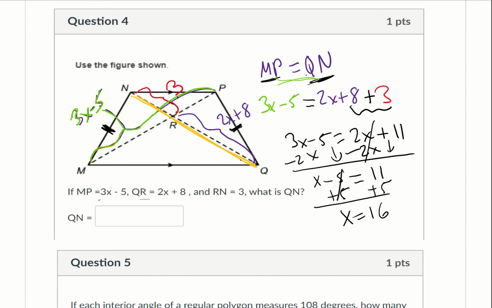All right, so we got x. So we're looking for Qn. So we're looking for the yellow. But we know Qn is all of this. So we're going to plug it in to that, okay?